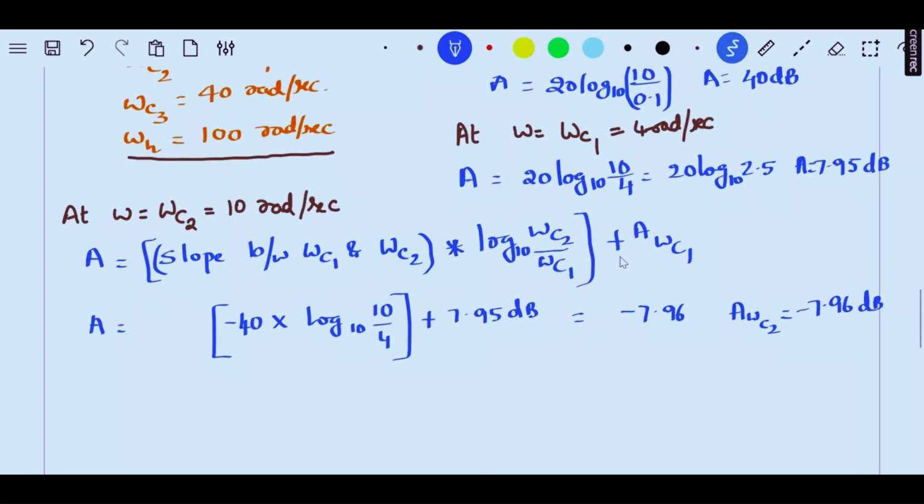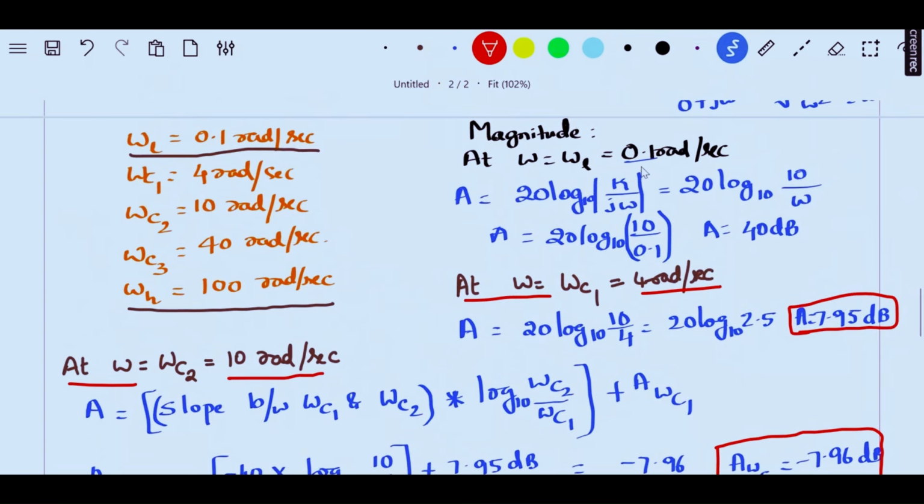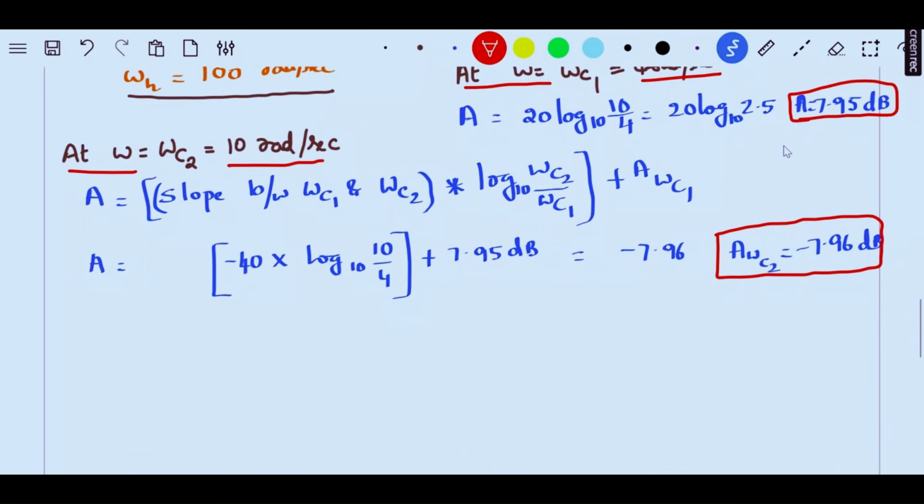Okay, and this value what you got is at omega equals omega C2. Similarly, at omega equals omega C1, we got 7.95. So put the box for each gain. Similarly, when we had omega equals omega L, which was 0.1 radians per second, we got A, which is 40 dB.